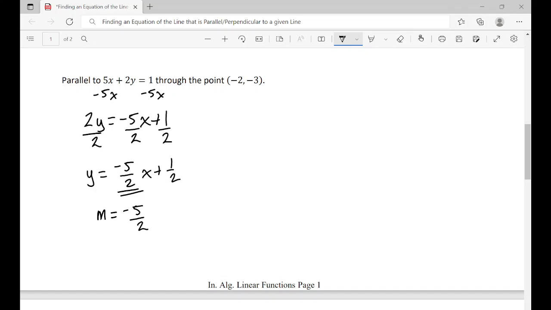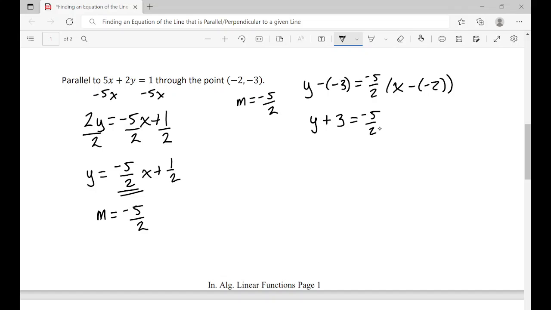So we now know what our slope is, and since we need it to be parallel, we will use the exact same slope. Now we have our point, we have our slope, and we're going to plug it in. So y minus -3 equals -5/2 times (x minus -2). Now we've got a bunch of negatives roaming around here. Let's just clear them out and make them look nice. So double negatives will turn into a positive. So y plus 3 equals -5/2 times (x plus 2).